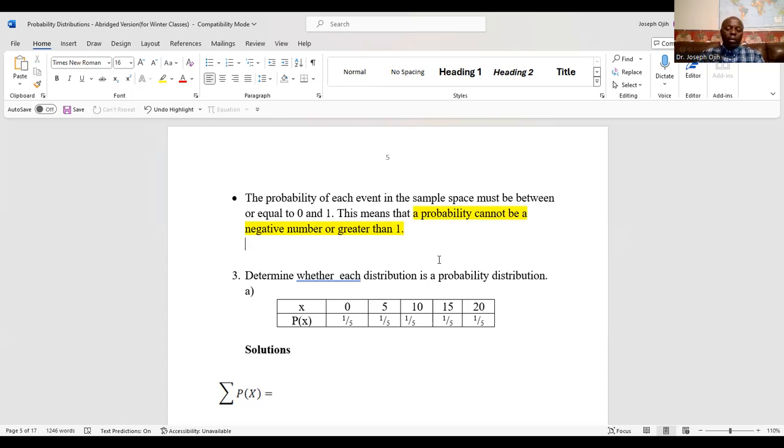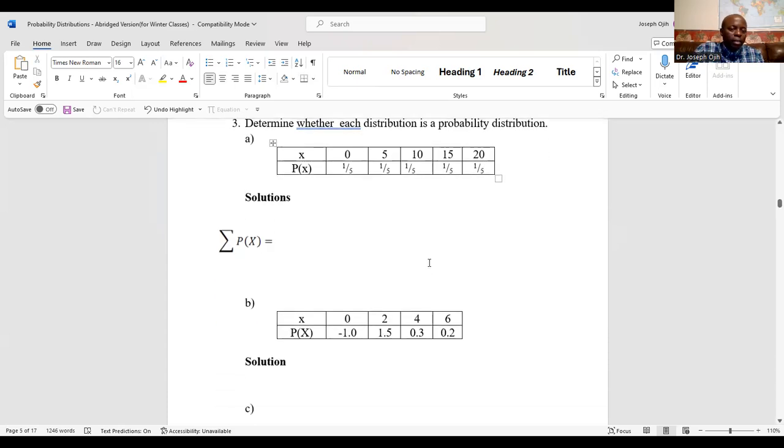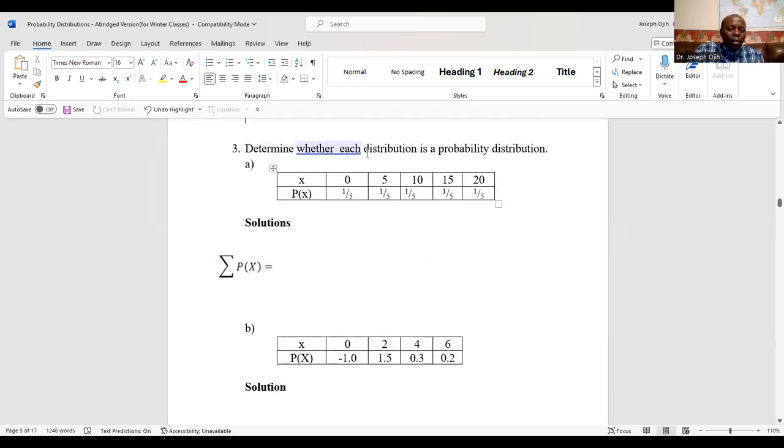So let us see how you can illustrate this. Look at this example. It says, determine whether each distribution is a probability distribution. You look at the numbers given. First you need to add them and see if they add to 1. So we have the sum of P(x), I mean the sum of all these probabilities.